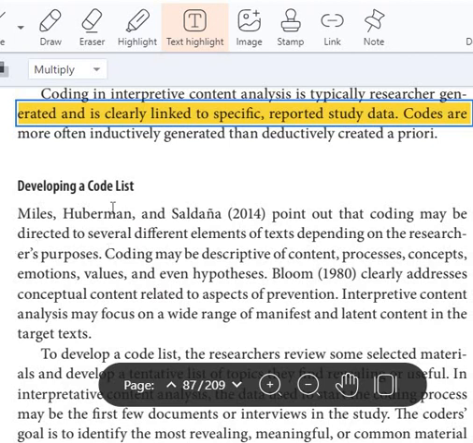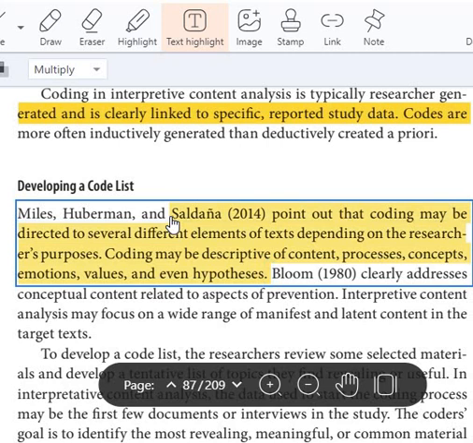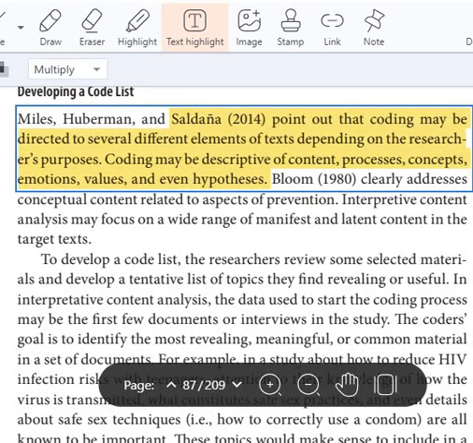Miles, Huberman, and Saldana point out that coding may be directed to several different elements of texts depending on the researcher's purposes. Coding may be descriptive of what? Of the content, of the processes, concepts, emotions, values, and even hypotheses. Okay, Bloom here addresses conceptual content related to aspects of prevention. We use both manifest and latent. We should remember this. We don't depend on the latent meaning, but we focus on it more.